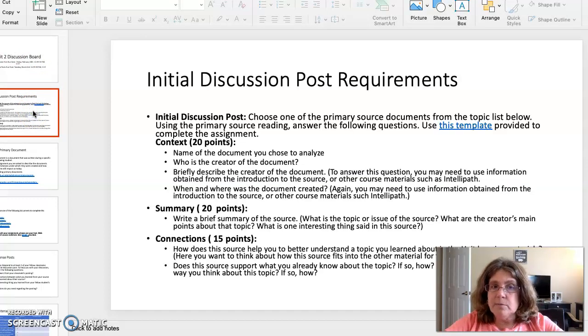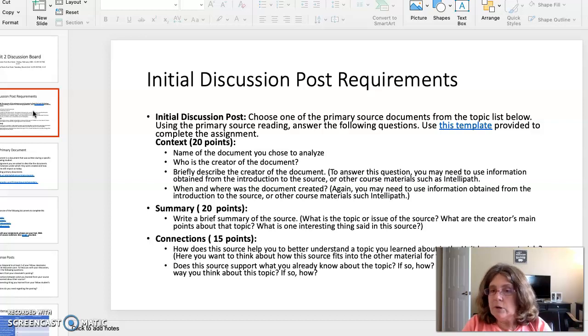The initial discussion board requirements are broken down into 3 sections. Don't be overwhelmed. Break it down into the 3 sections and you will be fine. So basically, you need to choose one of the primary source documents to analyze, and I'll be going over the topic list in a moment. First section is the context section, worth 20 points.